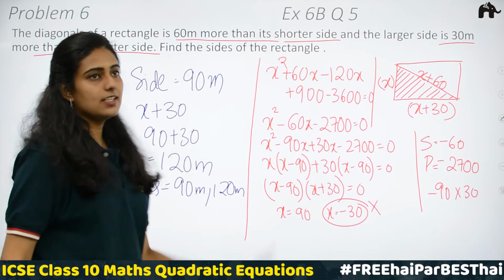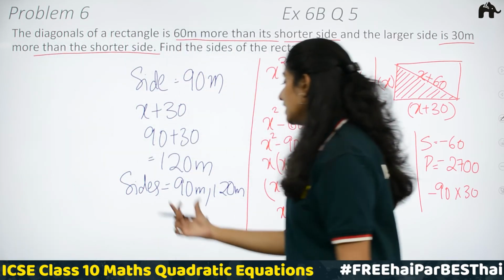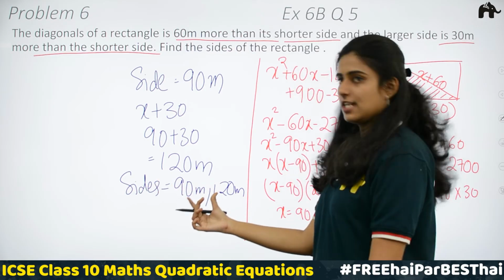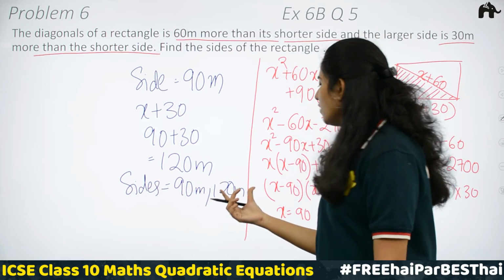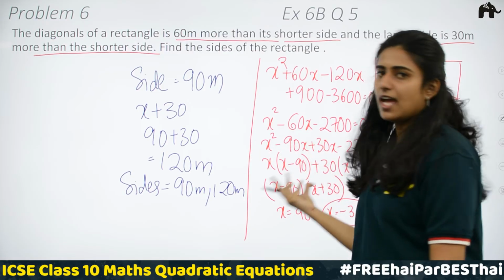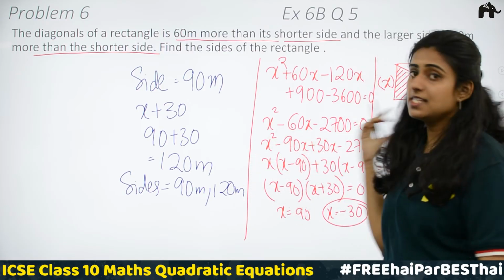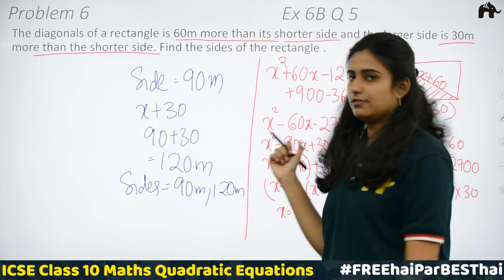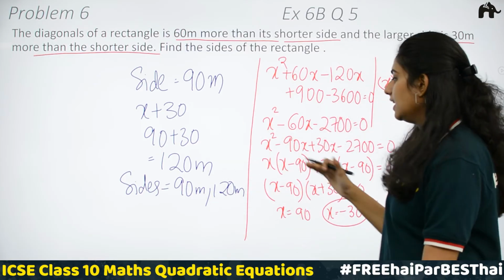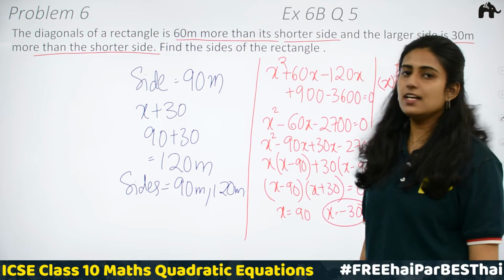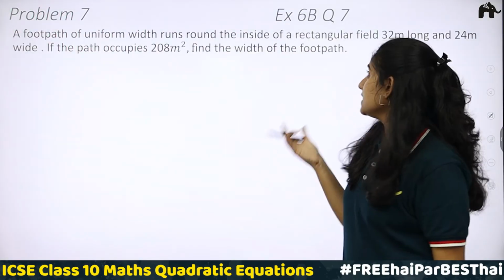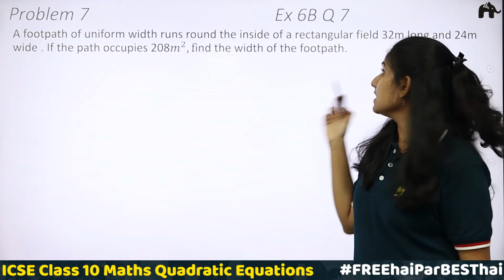Here they are not asking us to find the diagonal. They just asked us to find the sides of the rectangle. We got 90 meter and 120 meter. If we need to find the diagonal, diagonal is x plus 60. It will be equal to 90 plus 60, which is 150 meter. Here in this part, we are not finding the length of the diagonal. Clear?